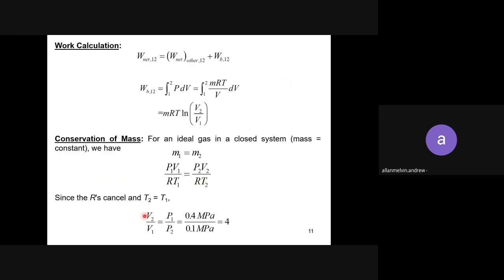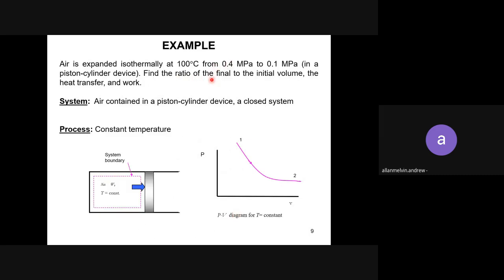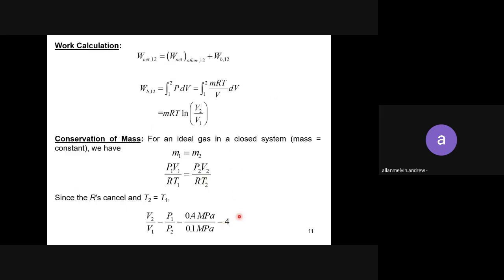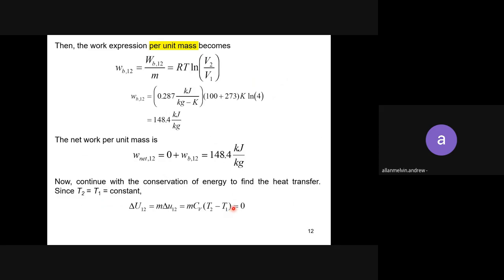Ratio of final, so final volume adalah V2 over V1. So equals to P1 over P2. So replace the information 0.4 bagi dengan 0.1. So the ratio is 4. Okay, so we already answered the first part. Ratio of the final to initial volume equals to 4. Okay, then we go to the second part. So the work expression per unit mass. Sebab value mass tak diberi, so mass is not given. So you find per unit mass.